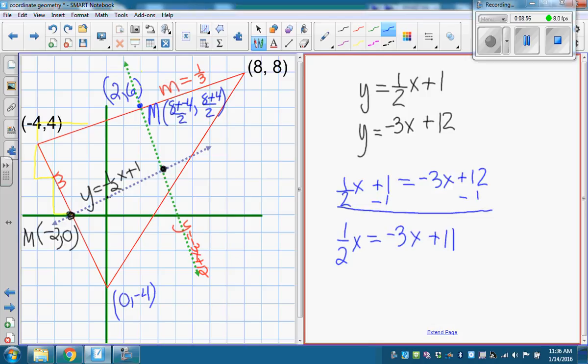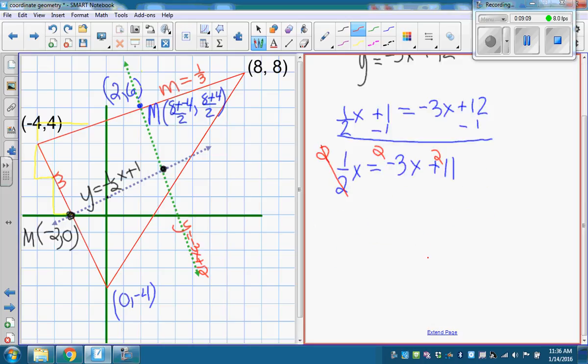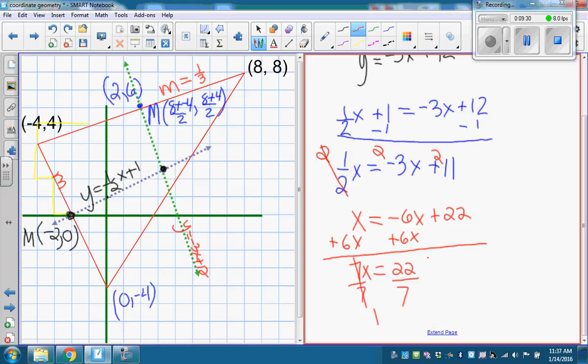At this point, you guys, I would multiply everything through by 2 to get rid of the fractions. Can you do that? Do you remember doing that last year? It's quicker for me to do that. It's not required, but it takes the messiness out of this for a little bit. And then I'm going to add 6x to both sides. So this is 7x equals 22, and so that's x equals 3 and 1/7.